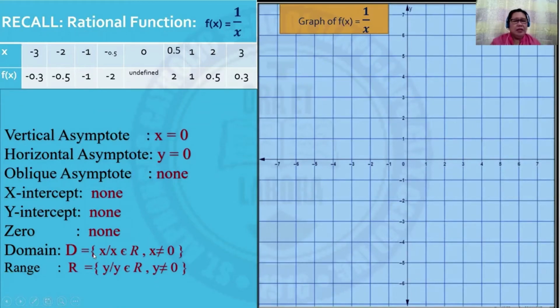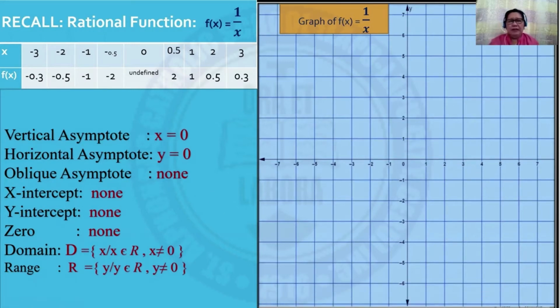Then the domain is equal to the set of x such that x is not equal to 0, because that's the value of our vertical asymptote. And the range is the set of y such that y is an element of R, where y is not equal to 0, because the horizontal asymptote is y is equal to 0.